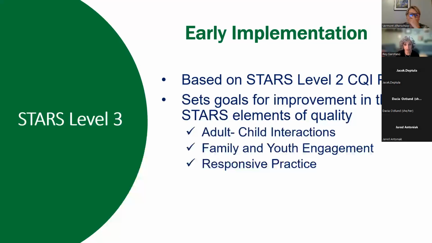So at level 3 is when you begin your early implementation. You're setting your goals. Remember, at level 2, you just develop that CQI plan. You're not really starting to work it. You're just identifying what your goals and objectives are, and putting that on paper and documenting it. At level 3 is when you actually start working on achieving those goals. So again, you want to hit each one of the 3 elements of quality and make sure they're all included.